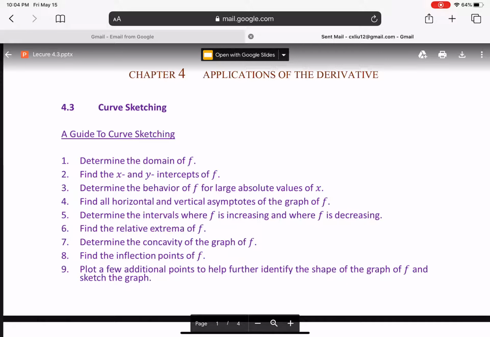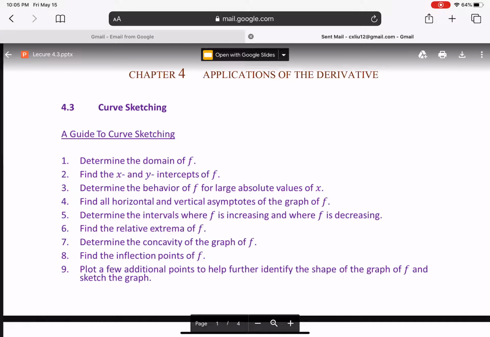Step 2, find the x and y intercepts of f. We want to locate some special points on the x and y axes to help us draw the graph. Step 3, determine the behavior of f for large absolute values of x. Those are called the end behaviors, and we want to know the basic shape of the curve, especially at the 4 ends. Step 4, find all horizontal and vertical asymptotes of the graph of f. We do not always get horizontal or vertical asymptotes, but we should always check.